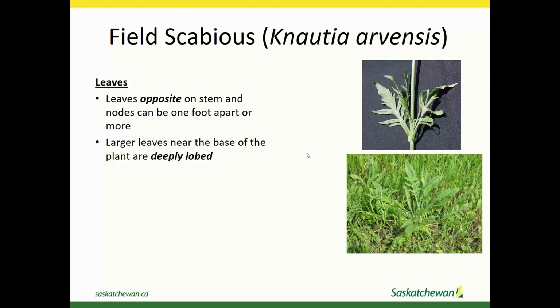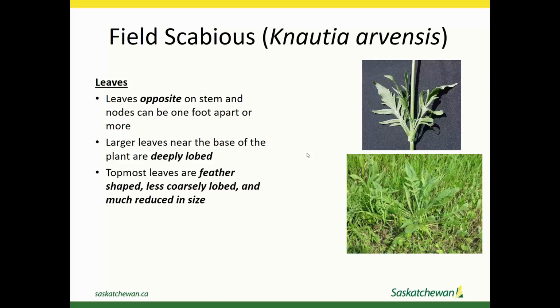The ones at the bottom of the plant are very deeply lobed. And then the topmost ones are feather shaped, and they're less coarsely lobed, and they're reduced in size. And so leaves on these plants run anywhere from 10 inches long to 4 inches long as you get towards the top of the plant.